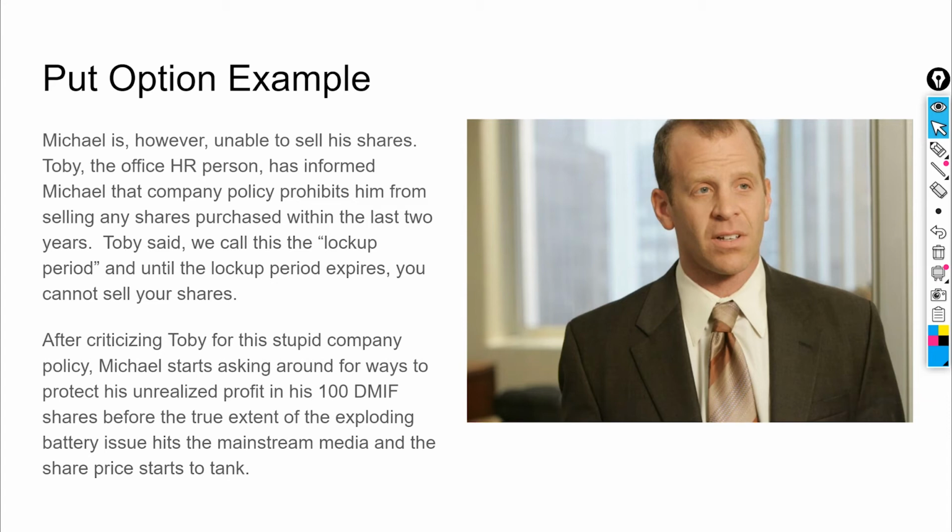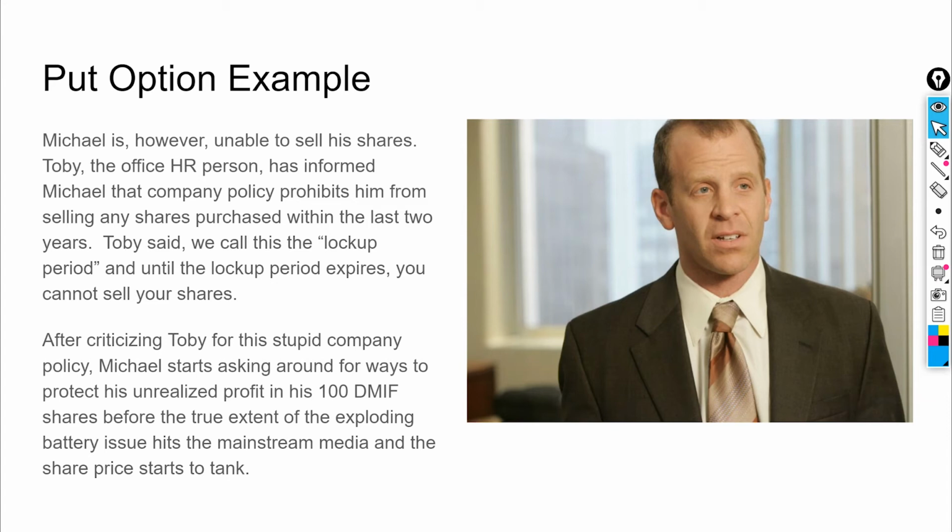So after criticizing Toby for this stupid policy, as Michael always does, Michael starts asking around for ways to protect his unrealized profit. Right? It's just a paper profit now. He hasn't actually sold the shares. So if it's trading at $100 right now, that means his shares are worth $10,000. Bought them at $5,000, so he's got a $5,000 paper profit. So he kind of wants to somehow lock in his profit.